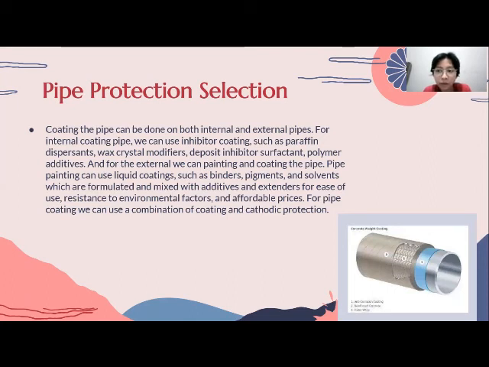For pipe coating, we can use a combination of coating and cathodic protection. Usually, external coating uses 3 layers of polyethylene, with the first layer to protect from corrosion, the second layer for adhesion, and the third layer to protect from mechanical scratch, and concrete weight coating to give more weight so there's no buoyancy. Then you can also use pipe insulators to keep the temperature optimal due to the low seabed temperature. Next.